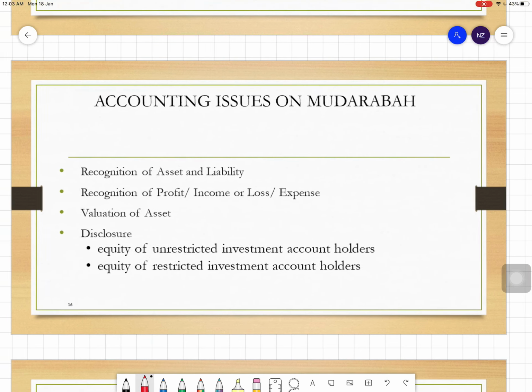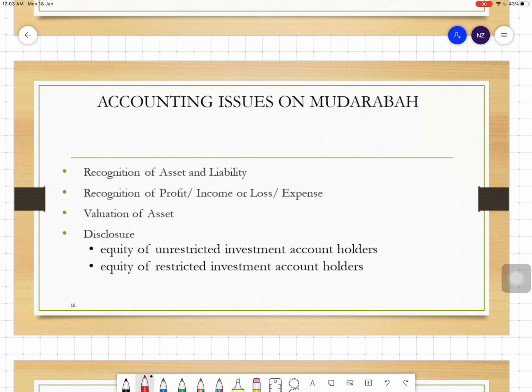Now, for the mudharabah just now, the unrestricted and also restricted mudharabah accounts have issues. One is the issue on recognition of assets and liabilities. It means when they invest in an unrestricted or restricted account, there are issues in recognizing the assets and the liabilities of the company. And another is the issue on the recognition of profit, income or losses or expenses. And there are also issues in the valuation of assets.